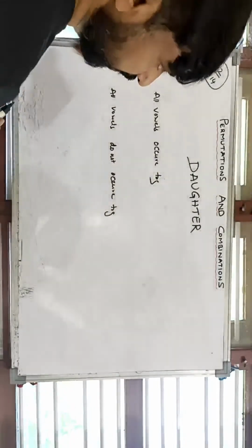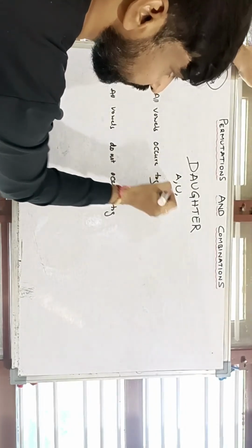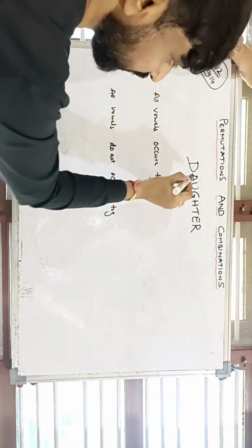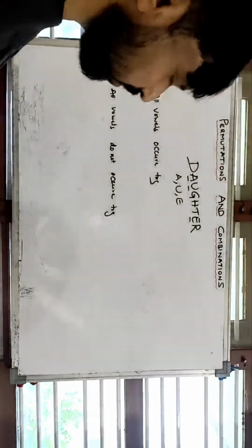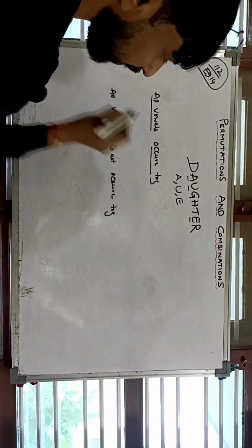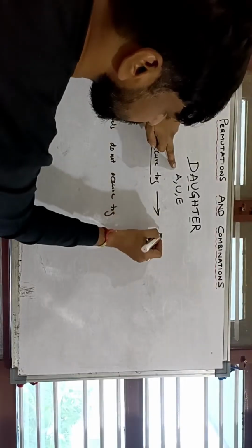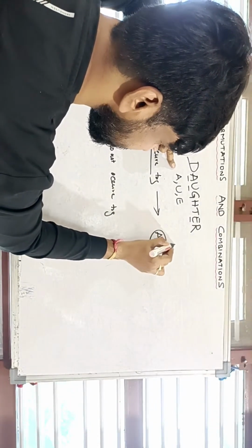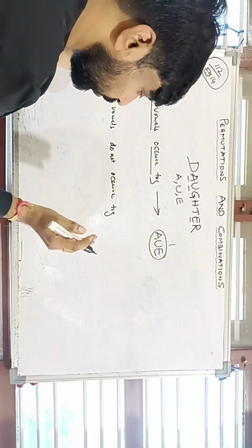Vowels means D is not a vowel, A is a vowel, U is a vowel, and E is also a vowel. A, U, E are the vowels. G, H, T, R are not vowels. So all vowels occur together here means A, U, E, let it be treated like one single unit. Let it be treated as all vowels occur together.